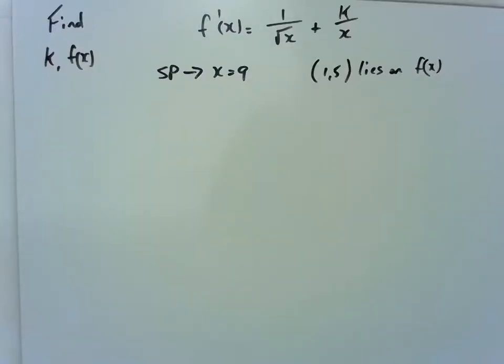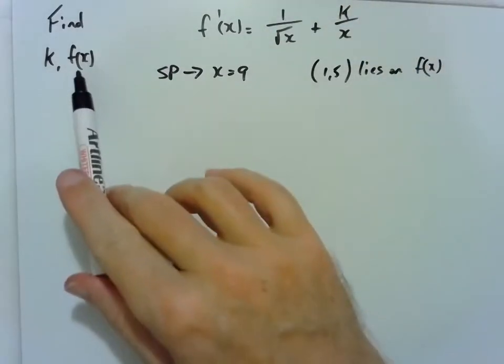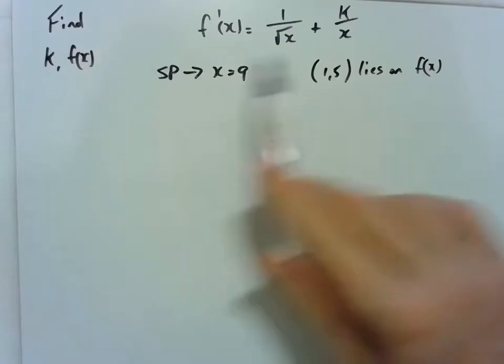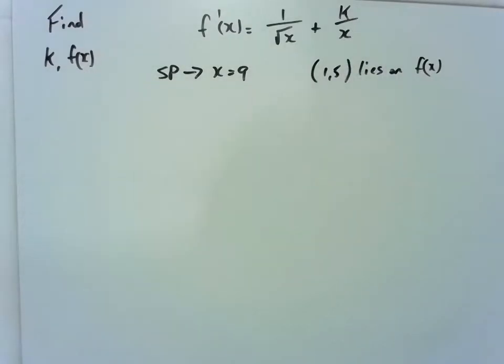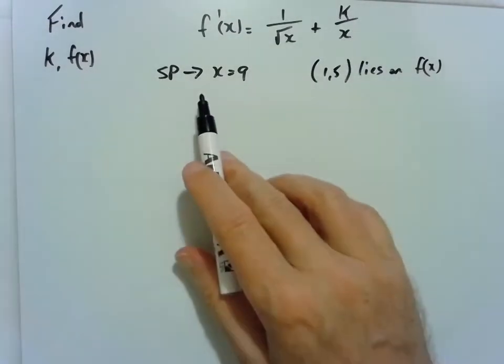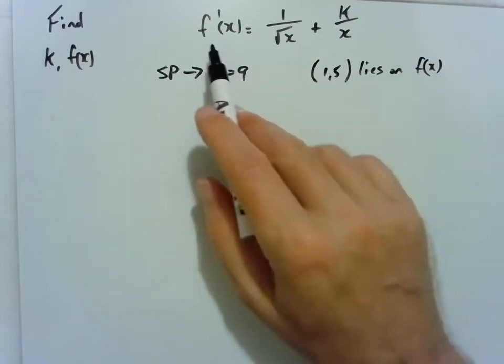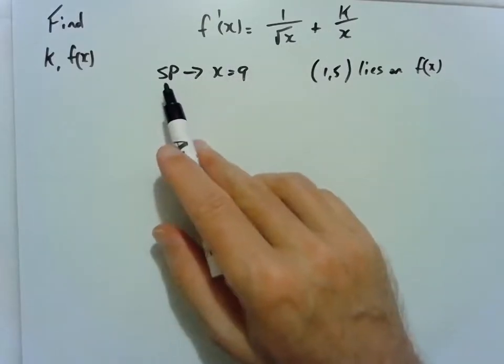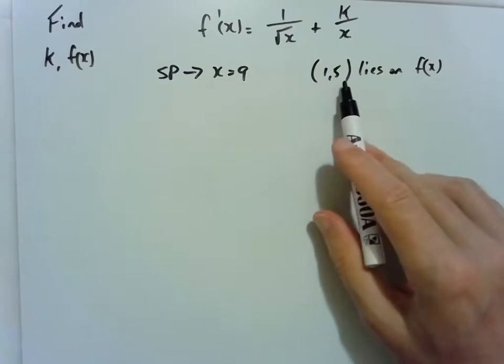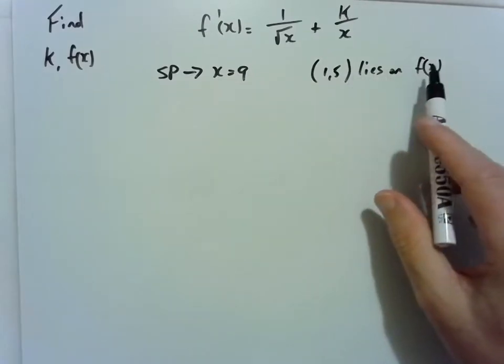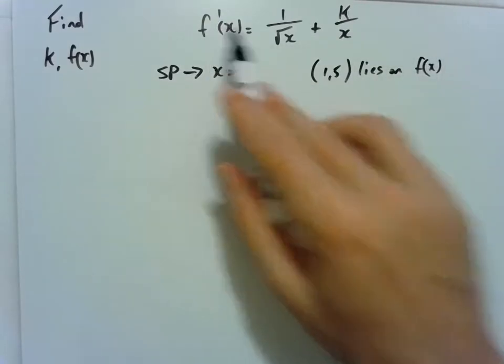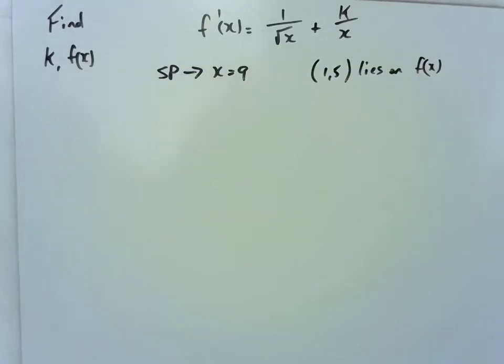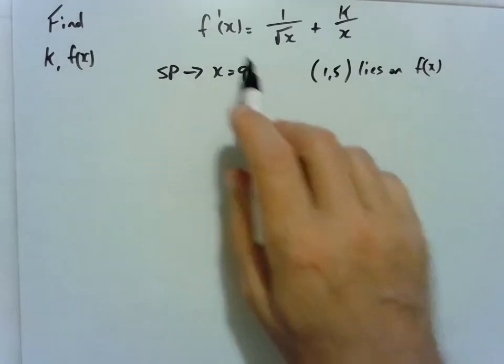Okay, here we've got a k in the gradient function. So not only are we asked to find the function, which means we need to find c, we also have this k here. So we're finding a couple of different things, but we're given some pieces of information. We've got the gradient function. We know that there's a stationary point where x equals 9, and we know that the point (1, 5) lies on the original function. Not the gradient function, the original function. Okay. So let's have a look at this.